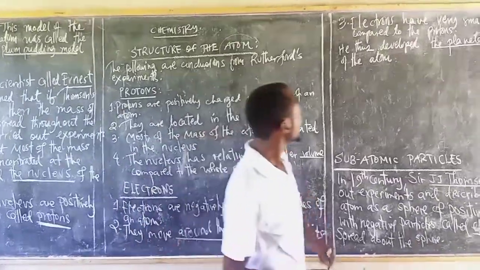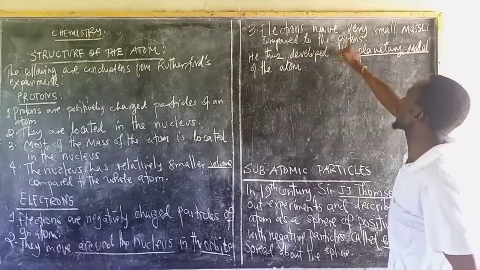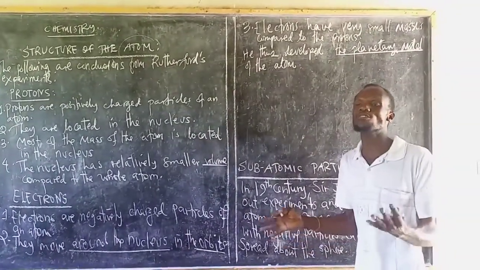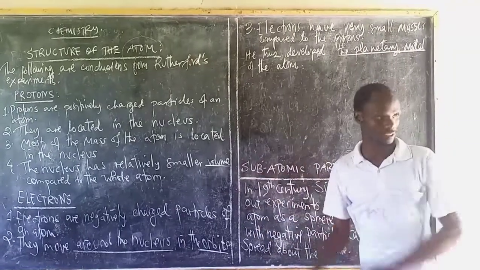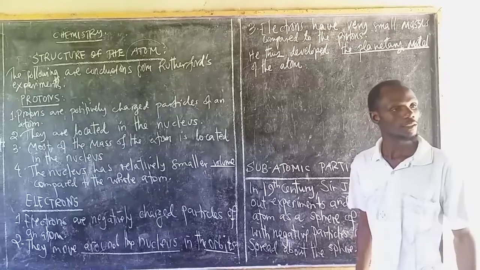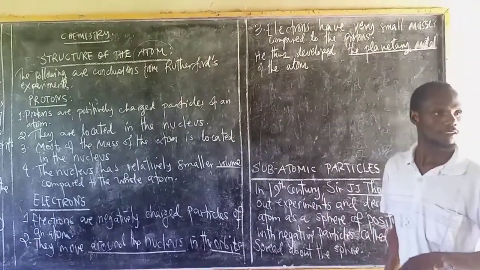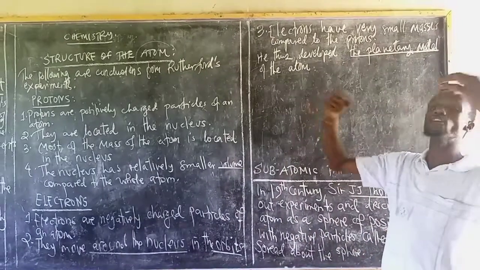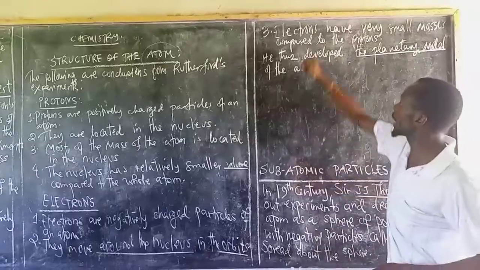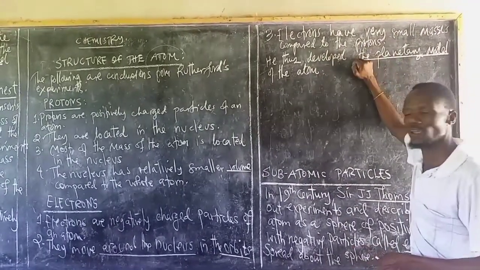If that's the case, electrons therefore have very small masses compared to the protons. As we have seen, the mass of an atom is said to be concentrated at the nucleus, so the electron won't have more mass than protons. That's why we say electrons have very small masses compared to the protons.